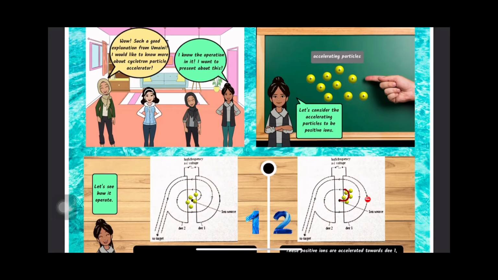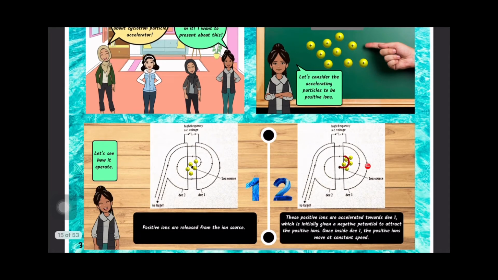Okay, next particle accelerator is a cyclotron. Let's consider the accelerating particle to be the positive ion. So it starts from the center, from the point source of the ion source. Positive ions are released from the ion source, from here, from the center. Then these positive ions are accelerated towards D1.